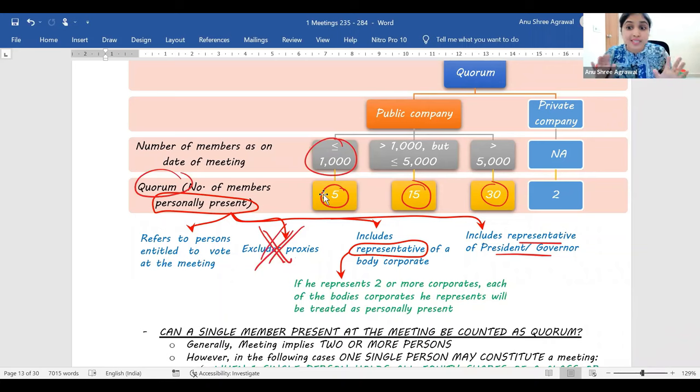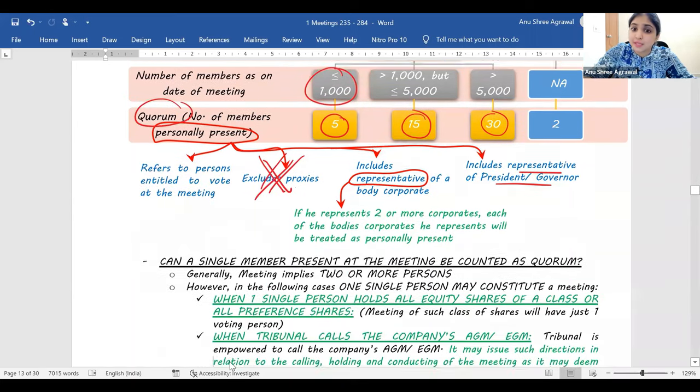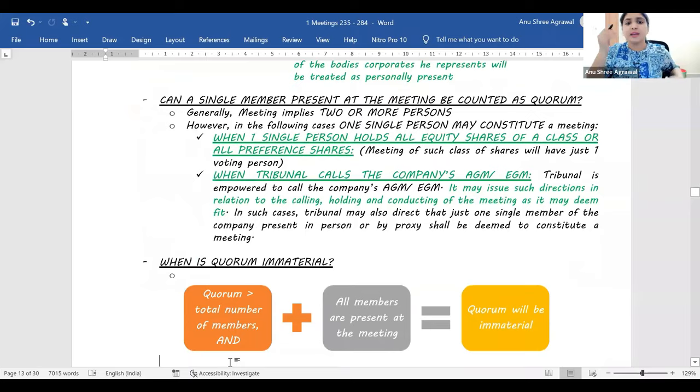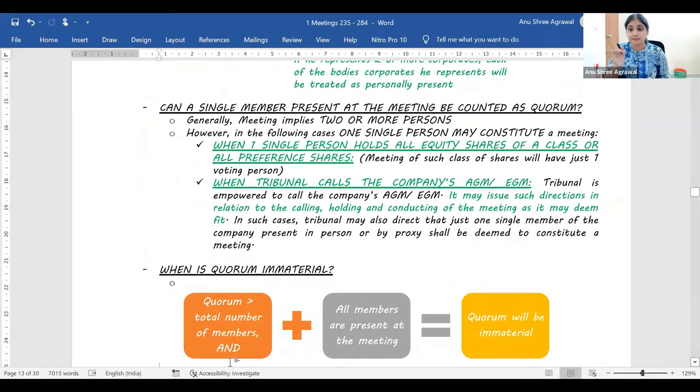All right guys, proxies will not be counted, but representative of president, representative of governor, representative of company will be counted. Then we have some exceptional cases where only 1 member is present, even that itself is quorum. For example, number 1, if it's a meeting of a particular class of shareholders, let us say it is a meeting of just preference shareholders. It is possible all the preference shareholders are held by only 1 person. So in that preference shareholders meeting, only 1 person will come, and that is allowed.